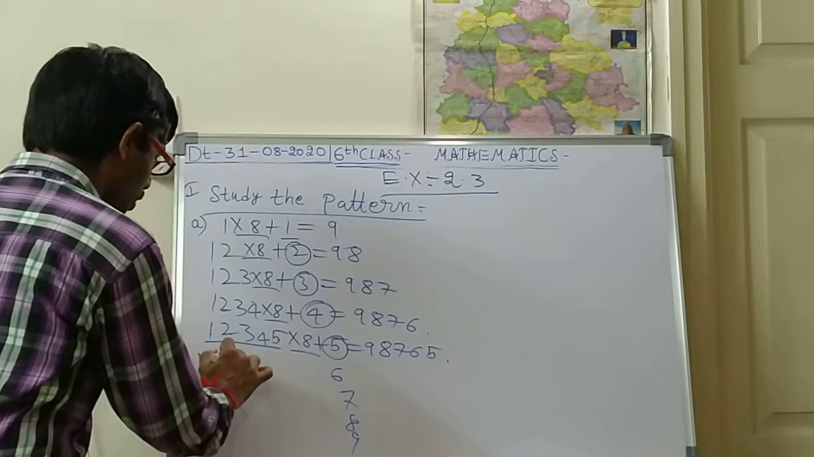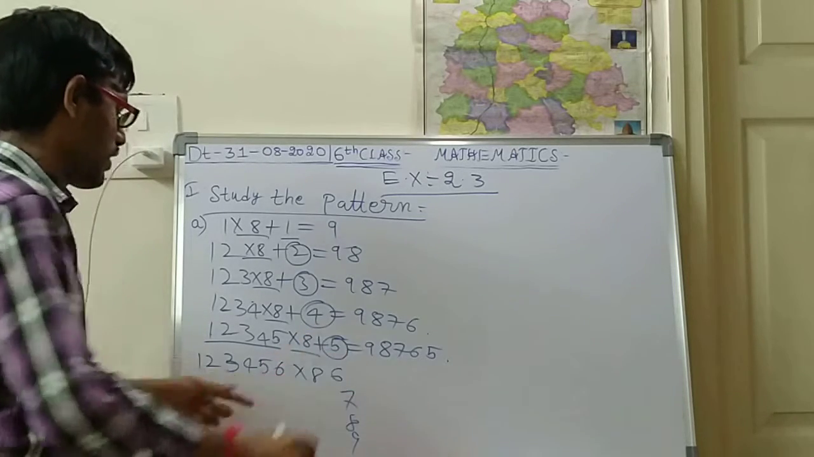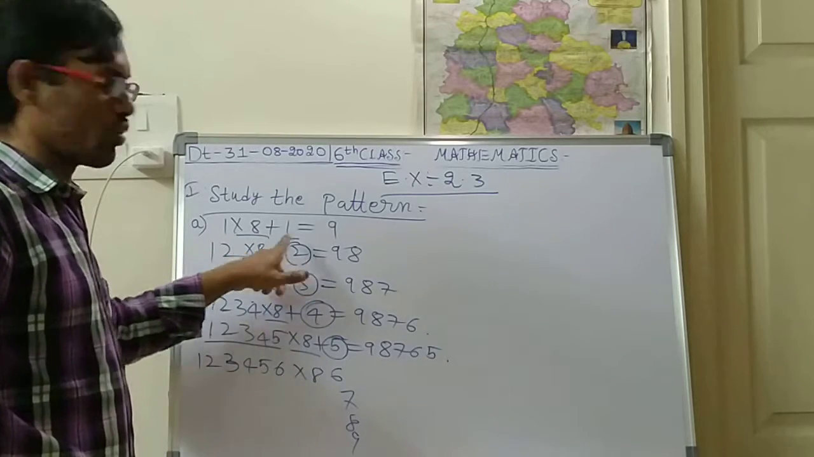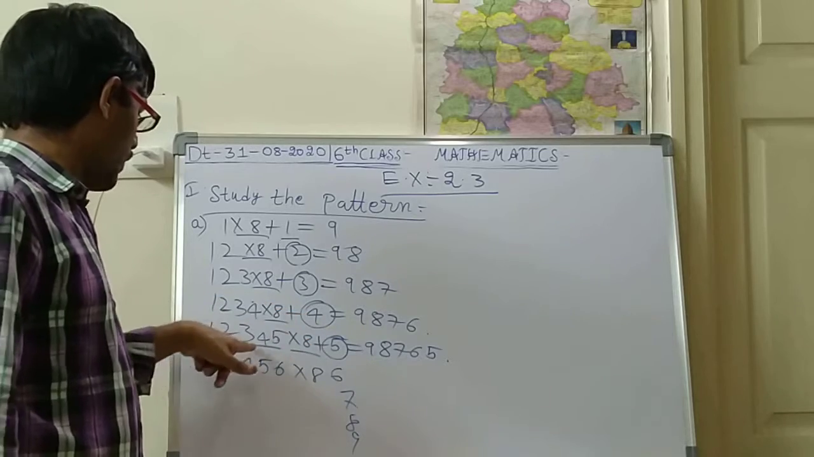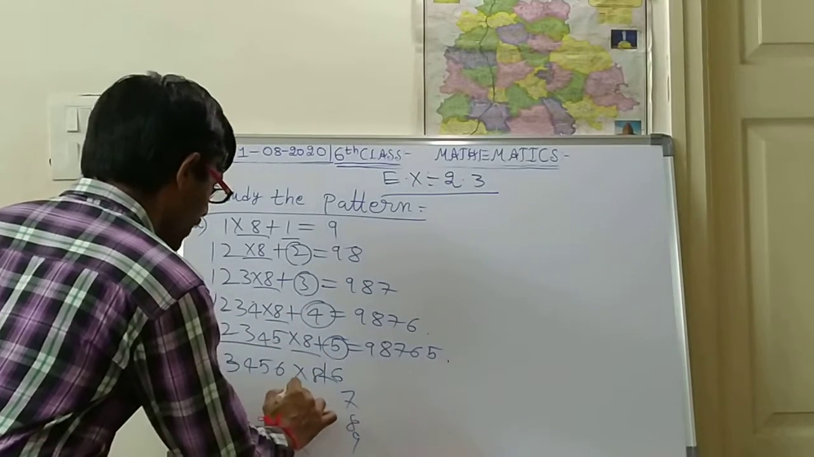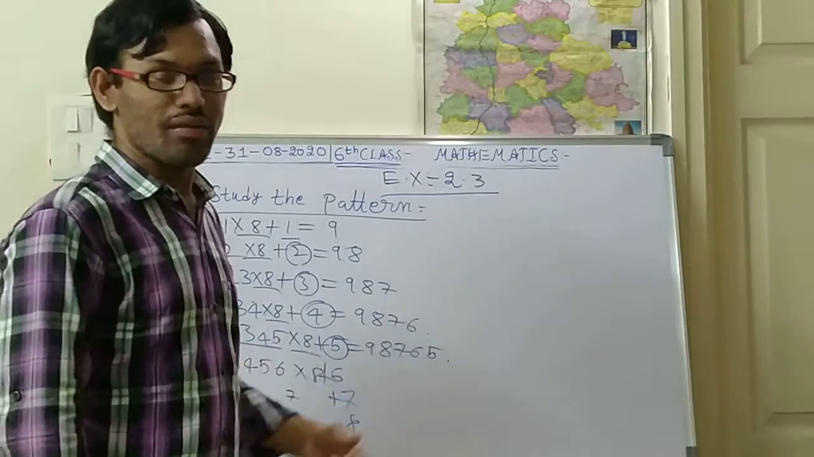In the next step, 1, 2, 3, 4, 5, 6 will be there, into 8, like that. 6 into 6. So 1 into 1. 2 is there, which means plus 2. 3 is there, 3 added, so plus 3. 4 added, plus 4. 5 added, plus 5. 6 added, plus 6. Next 7 will be added, plus 7 will be there. So like this there will be some series.